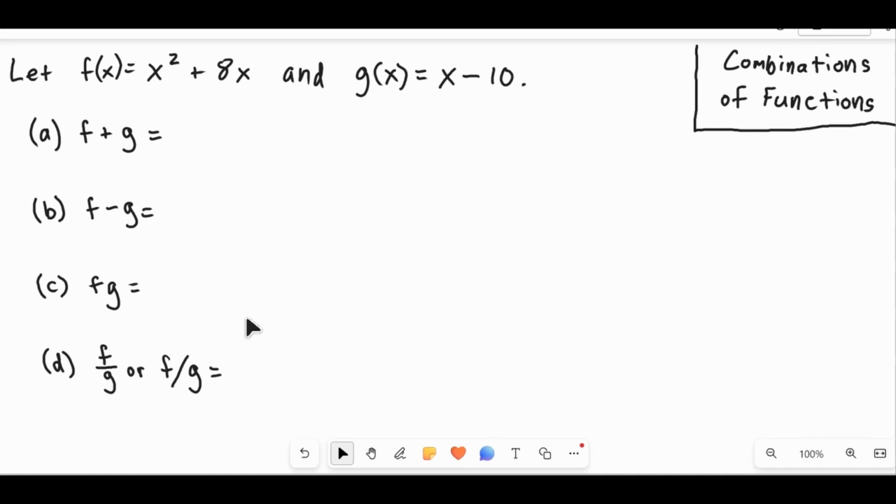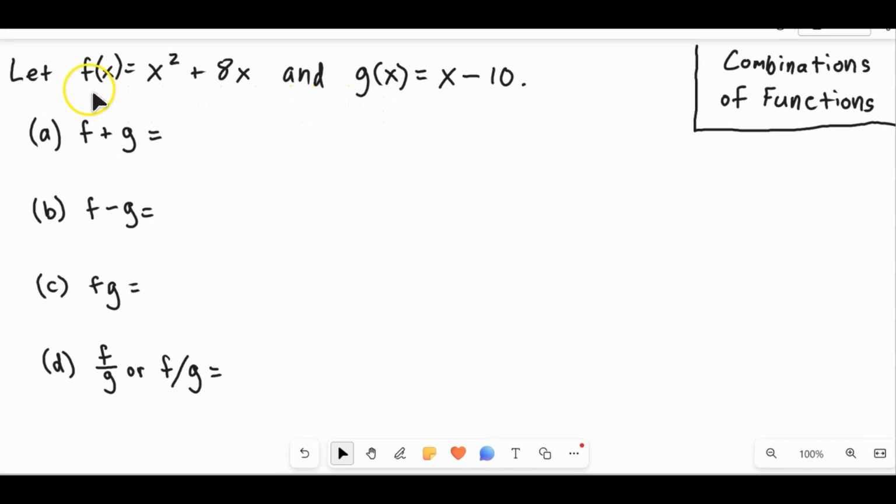Okay, welcome to lesson 9 here. And in this lesson, we're going to be looking at what we call combinations of functions. And typically, combinations of functions means that we take two or more functions, like f of x and g of x here, and we combine them into new functions. And that's what's happening here.